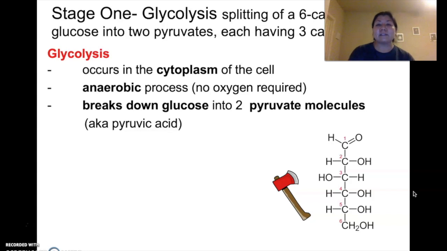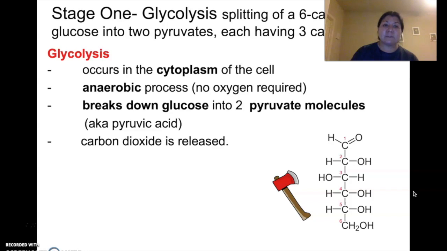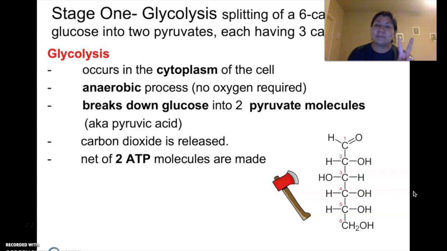And it's going to break down the glucose into two pyruvate molecules, also known as pyruvic acid. And it's broken very neatly in half. You are going to release some carbon dioxide and you get two ATP molecules. So things like bacteria that do glycolysis, they're still able to produce some energy. They just don't need a lot of it.